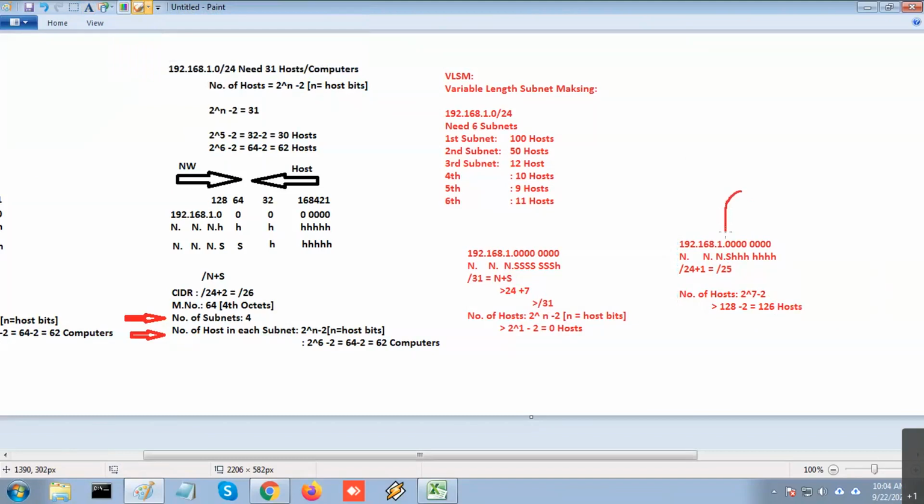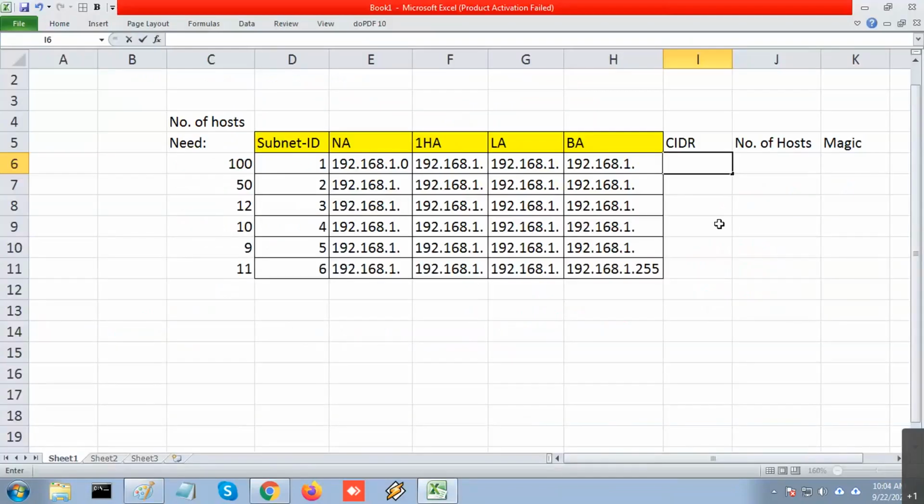128 in the fourth octet. Okay, now this is clear, right? Yes. Let's see, /25. Number of hosts is 126. The magic number is, I'll put it in the fourth octet here. So what is the number?